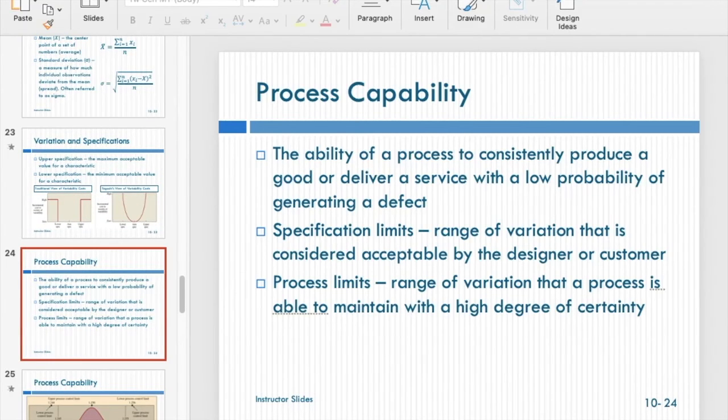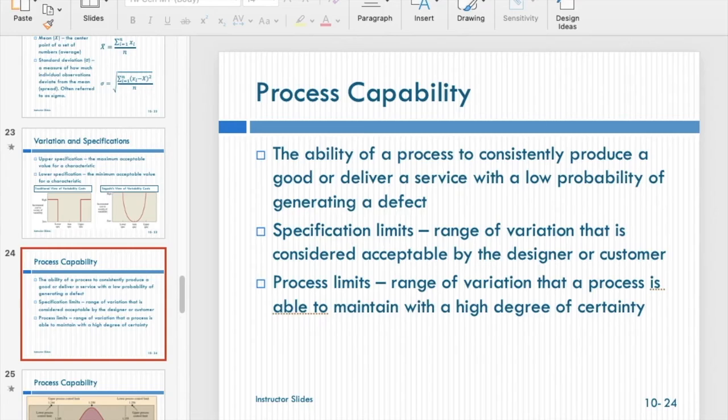Okay. Now we come to the process capability. So the process capability basically is your ability, within your process procedure, to consistently produce a good or deliver a service with a low probability of generating a defect. All right, a defect. Okay, and we already talked about the specification limit, right?